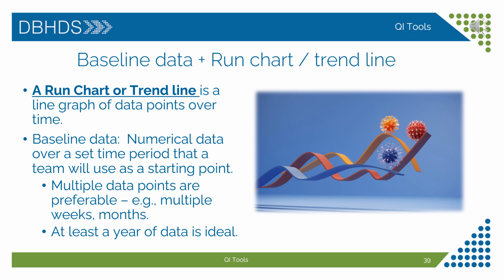In order to be able to look at trends over time, you will need to have a run chart or a trend line to look at, which is a line graph of data points over time. You will also need to compare this to baseline data, which is numerical data over a set time period that you'll look at as a starting point. Multiple points, as we've discussed, are preferable, multiple weeks or months. At least a year of data for a baseline is ideal.